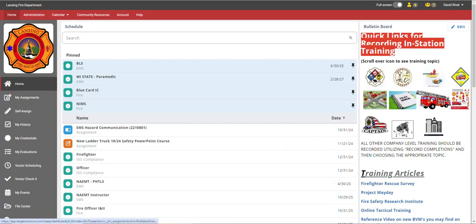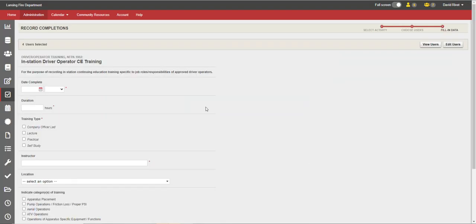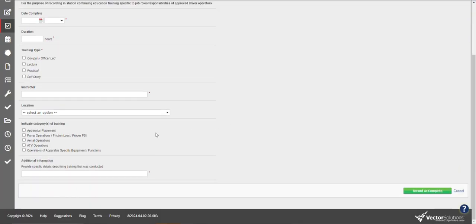Moving on, this is the one that we really need to focus on anytime we're doing anything when it comes to driving. Driver operator, pumping, rig placement, any of that stuff we have to put in this bucket because it is NFPA 1002. This is important for ISO ratings when we pull these reports. We're doing driver training, sometimes we're not putting it in the right spot. So here are your categories you can select from.